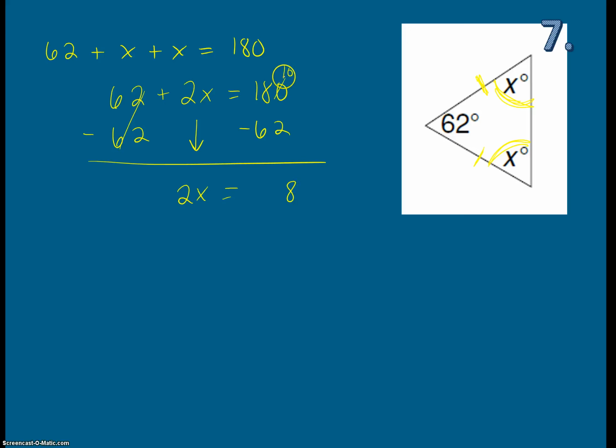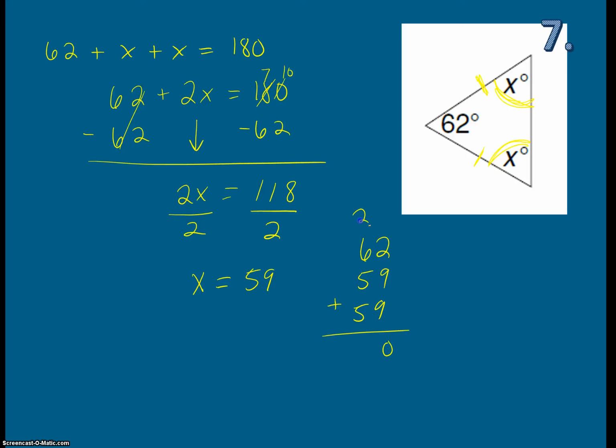Go ahead and pause the video. And then I need to divide both sides by 2. And I get an answer of 59. Now I want to double check. 62, 59, and 59. I get 180, so therefore I know that x degrees is 59 degrees, or the measure of angle x is 59 degrees.